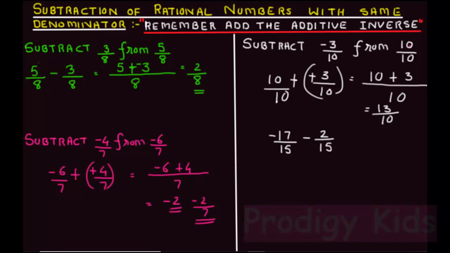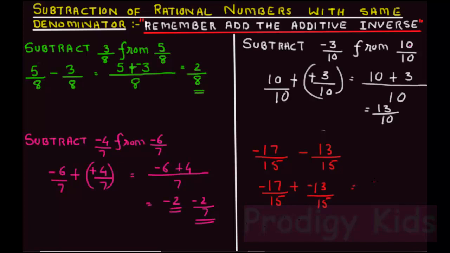Let me put in a different color altogether to understand better. Yeah. So it's going to be negative 17 by 15 subtracted by 13 by 15. So the main operation is subtraction, and this one you need to find the additive inverse. So negative 17 by 15 remains the same. The operation goes to add. Additive inverse of 13 by 15 is negative 13 by 15.